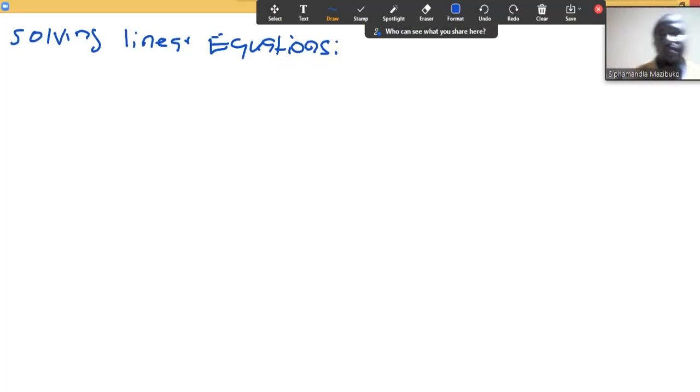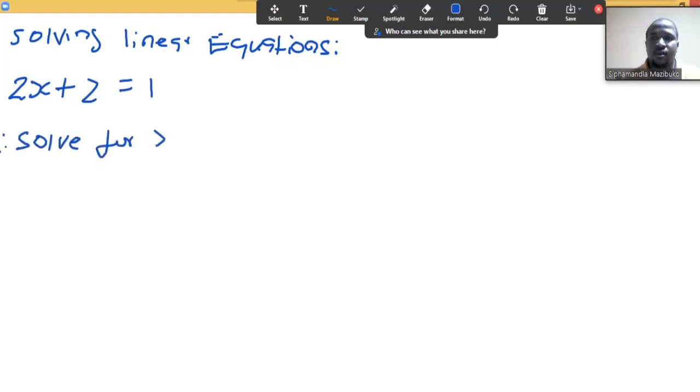Hi guys, today we're looking at solving linear equations. Let's start with our first example of a linear equation: 2x plus 2 equals 1. This is our first equation, and we want to solve for x. So we have 2x plus 2 equal to 1, and we want to solve for x.